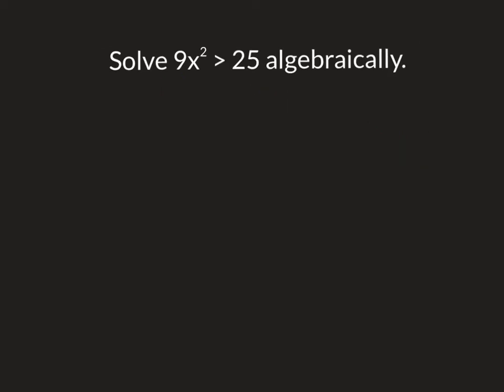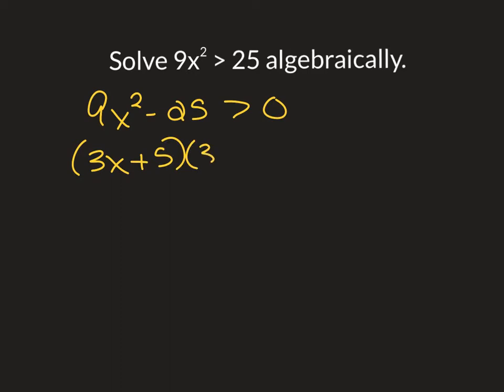All right, this one says 9x squared greater than 25 algebraically. So what I'm going to do is move the 25 over because I need to have a 0 so I can tell whether I'm looking for positive or negative numbers. Then I'm going to factor it. It's the difference of squares: 3x plus 5, 3x minus 5.